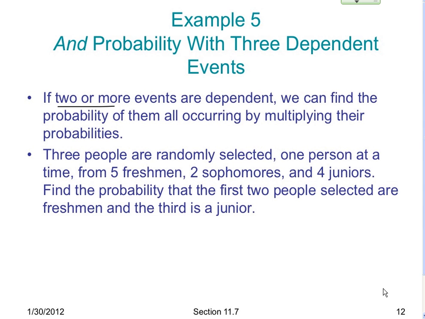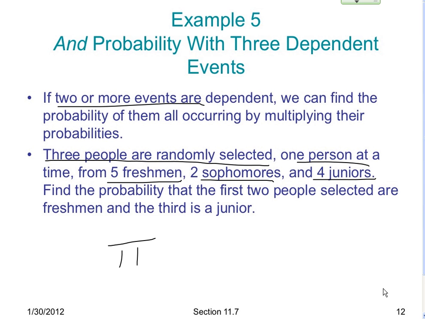If we have more than 2 events, we do the same thing. 3 people are randomly selected, 1 person at a time. We've got 5 freshmen, 2 sophomores, and 4 juniors. So altogether, we have 11 people. Find the probability that the first 2 people selected are freshmen and the third is a junior. So we're going to select 3 times. We start out with 11 people. Once we've selected a person, then we have 10 people, and once we've selected another person, we're down to 9 people total.